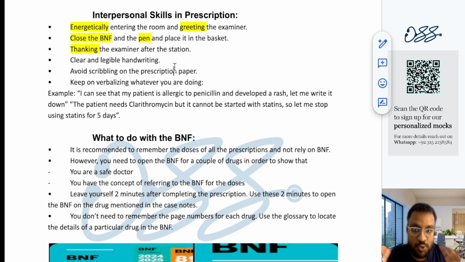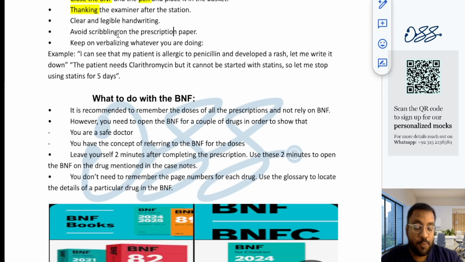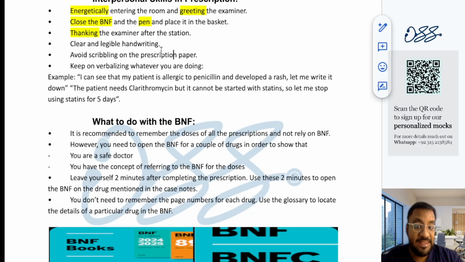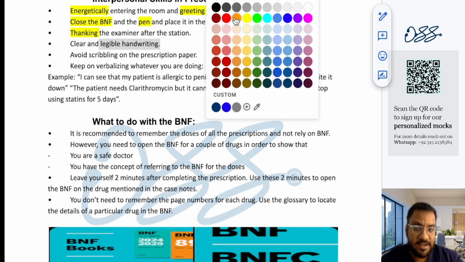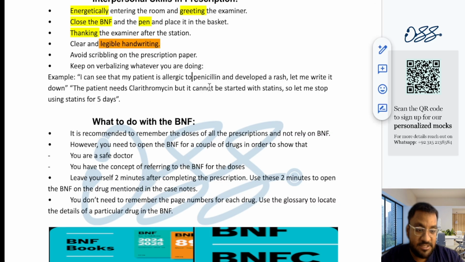So this is what you need to do, from your body language, from the way you talk, from the way you enter, and how you act. When it comes to the prescription paper, you need to have very clear and legible handwriting. A lot of tutors and academies say that the handwriting doesn't matter. No, I'm really sorry to say that, but the handwriting does matter a lot. Your handwriting needs to be really good.